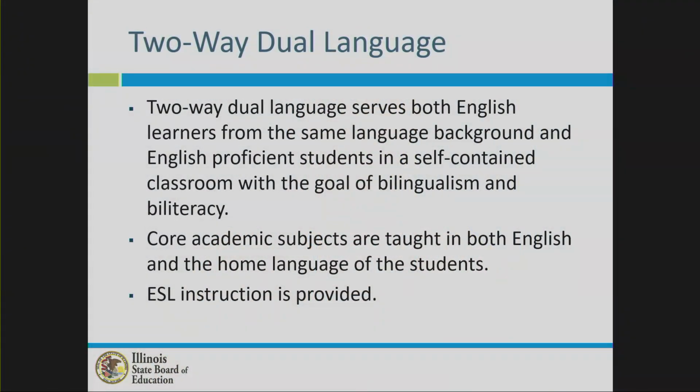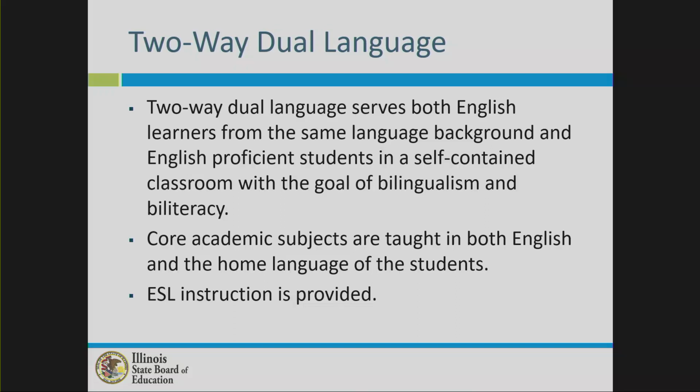Now, two-way dual language is almost the same, except now we're adding in another group. The language isn't just going from home language to English, but we also have our native English speakers, our English proficient students, now gaining proficiency in a new language, in their target language, which is a foreign language to them. So in this classroom, we are serving our English learners and our native English speakers, students who are already proficient in English, and the goal is bilingualism and biliteracy for both groups of students.